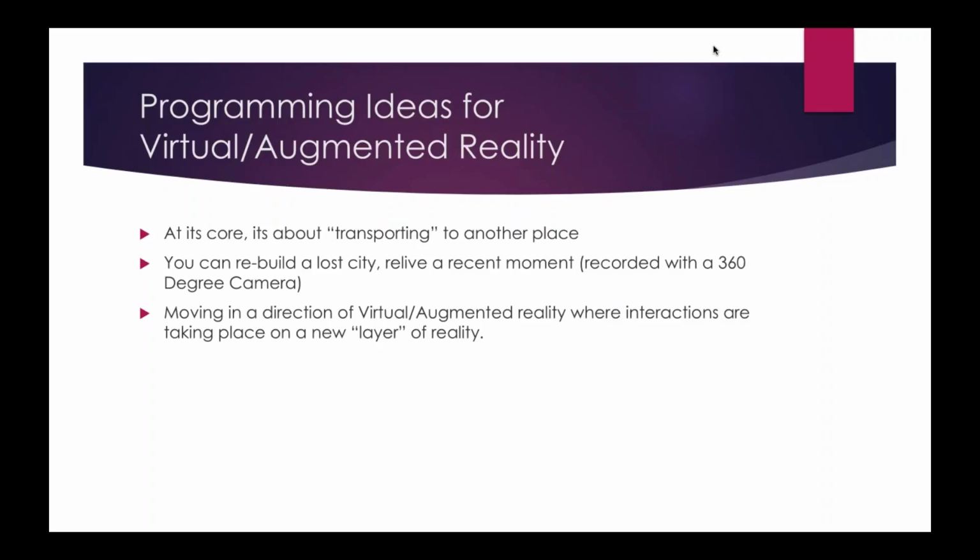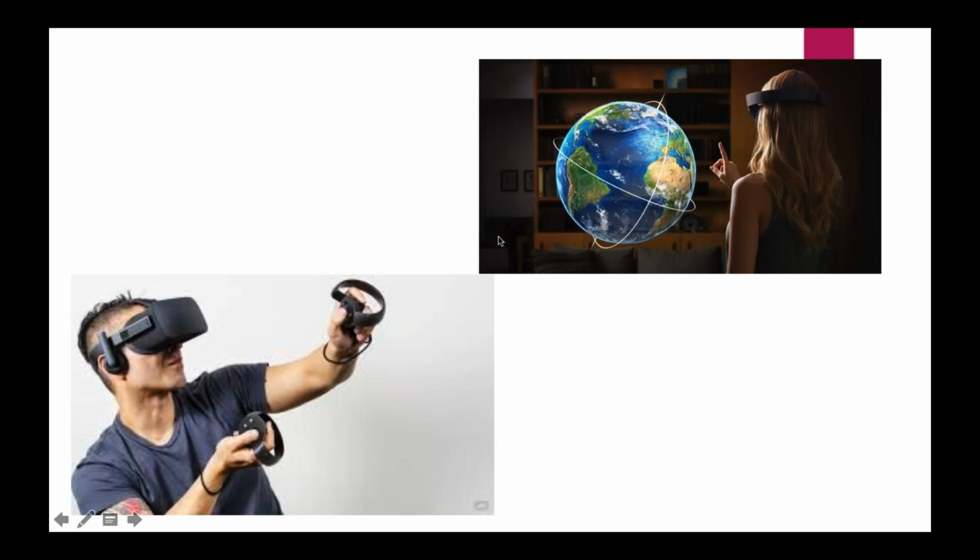They're even building video games. PlayStation, for instance, is building games that allow you to play virtually. And so there's HTC Vive, which is in the bottom left, or the Oculus Rift. Sorry, the Oculus Rift is the bottom left. And then on the top right is a HoloLens.